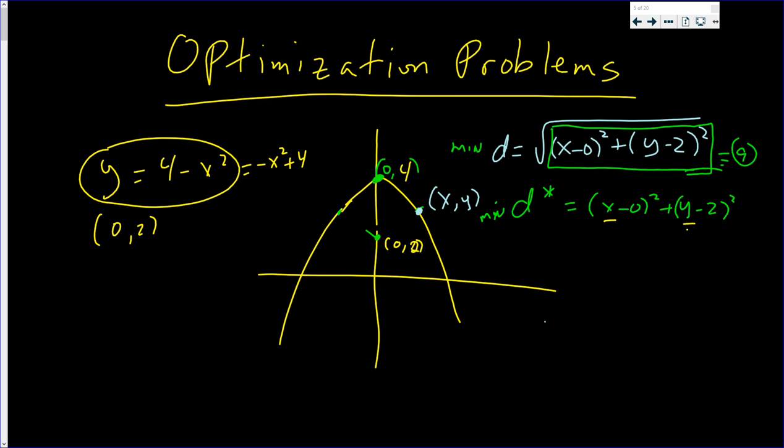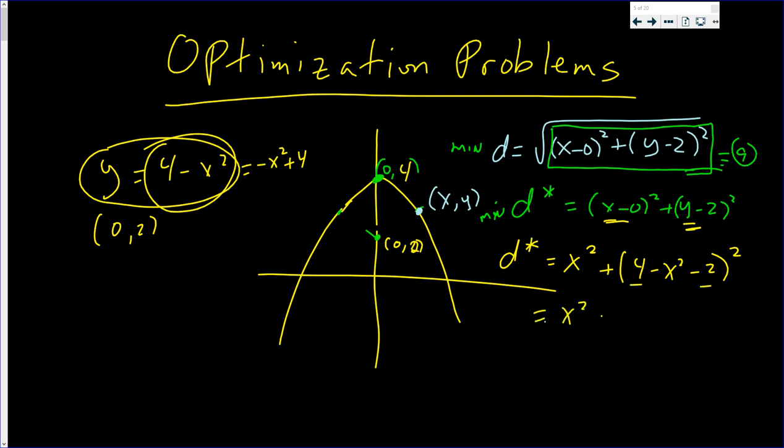But we have a way of getting rid of y. I can replace it with 4 minus x squared. So d star is x minus 0, which is x squared, plus (y, which is 4 minus x squared, minus 2) all squared. Well, 4 minus 2 is 2, so (2 minus x squared) all squared. Now, I have the function that I want to minimize in terms of one variable.